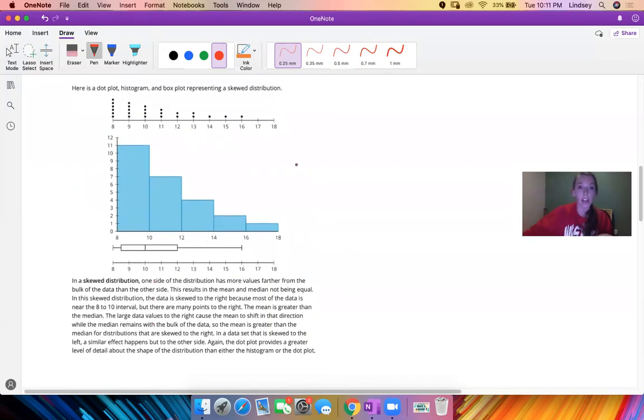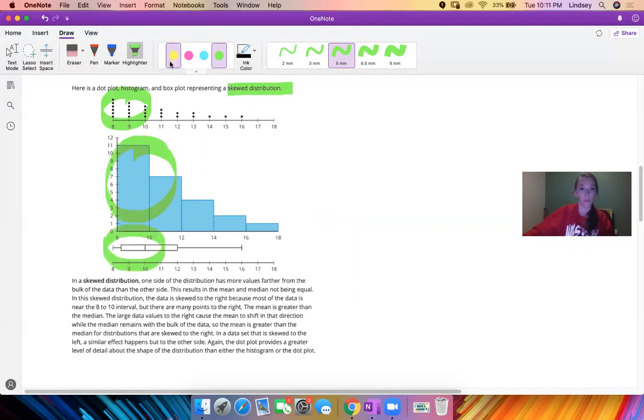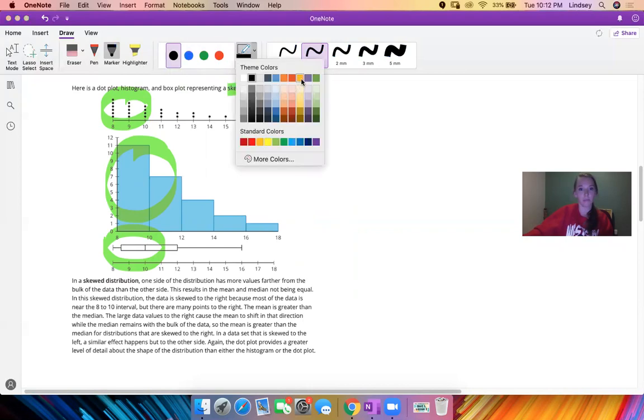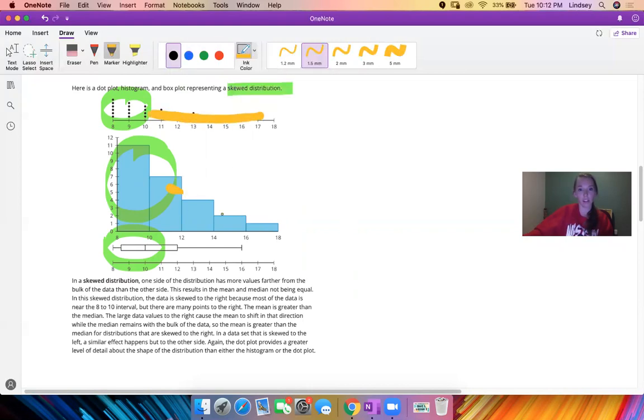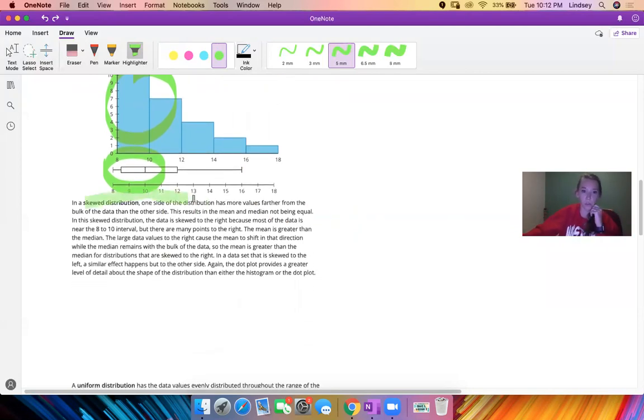Okay, so now we're going to be looking at this. This is a skewed distribution. Okay, so you can see how the majority of the data is chunked near one end, and the rest of it has this skinny tail that's kind of going out of it. That's what a skewed distribution looks like. So in a skewed distribution, one side of the distribution has more values farther from the bulk than the other side.